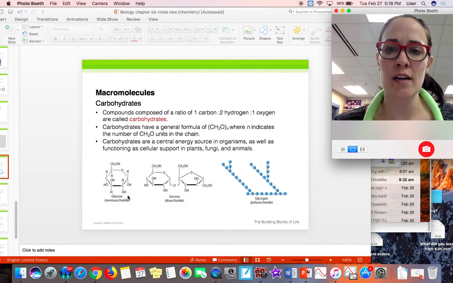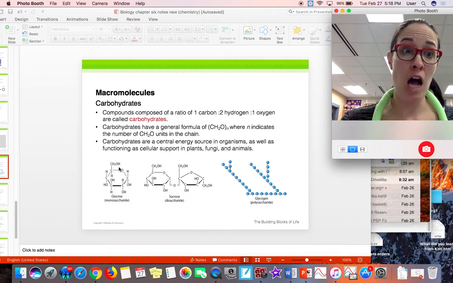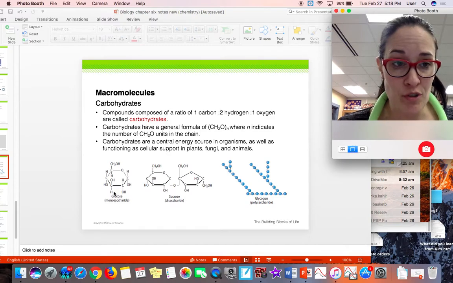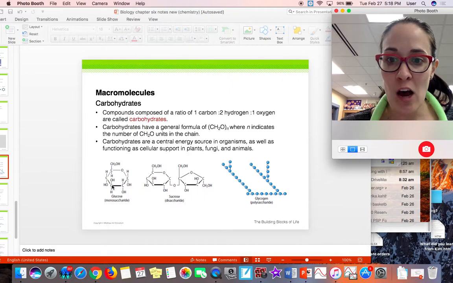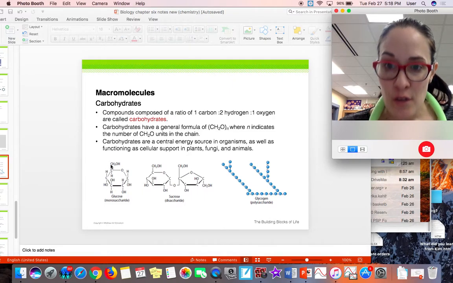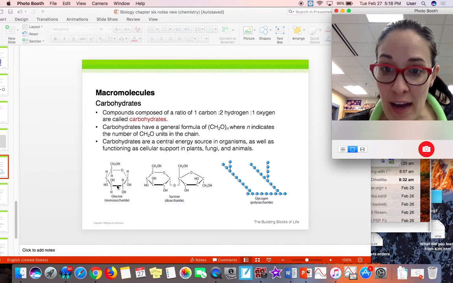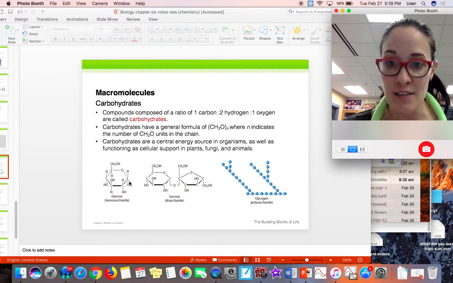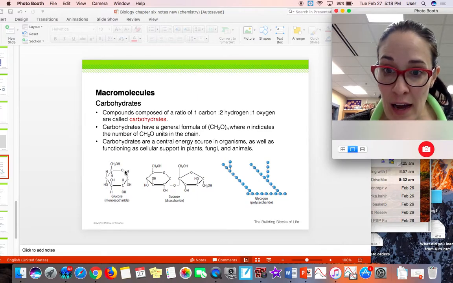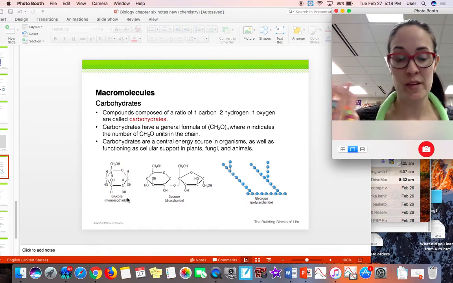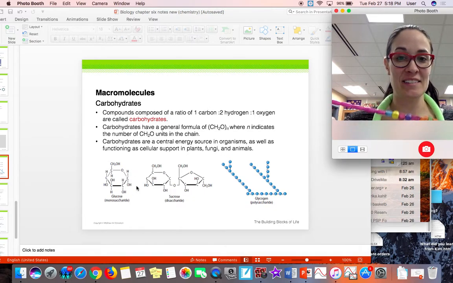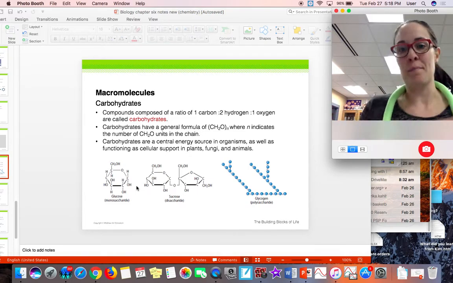So let's take a look at this carbohydrate. This is a simple sugar called glucose, simple because it's just 1 hexagon by itself. How many carbons? 1, 2, 3, 4, 5, 6 carbons. How many oxygens? 1, 2, 3, 4, 5, 6. So, 1:2:1, and then there should be 12 hydrogen because it's double that.